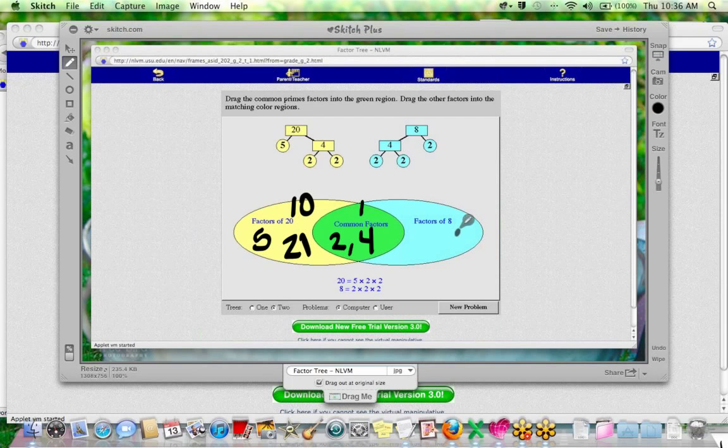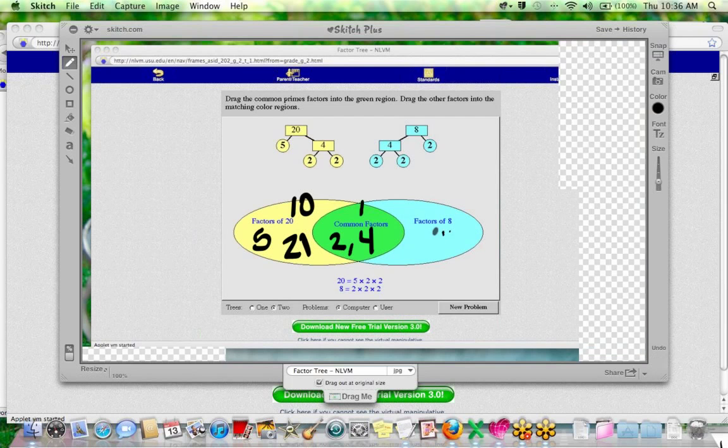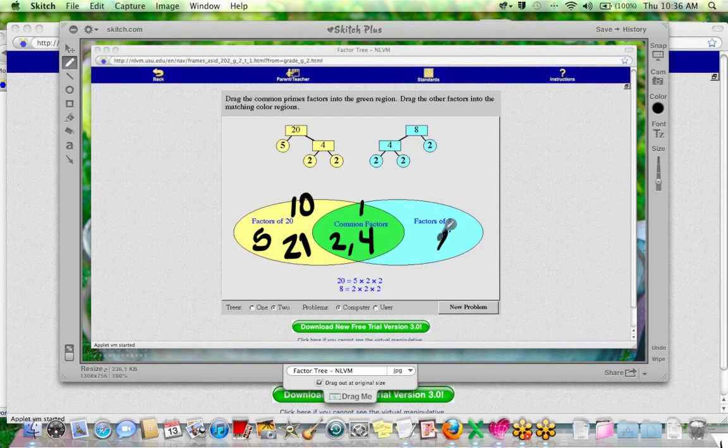Factors of 8 only. Probably just 8 itself. Yep, that's right. Because all of the other factors, it looks like, can still apply to the number 20. So, very fun. That was pretty cool.